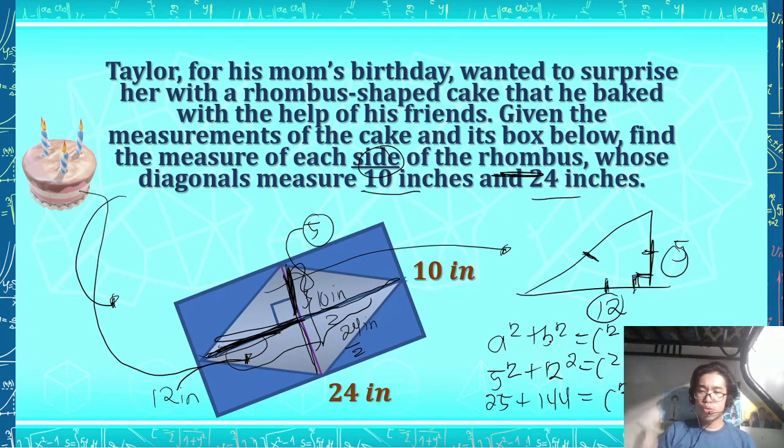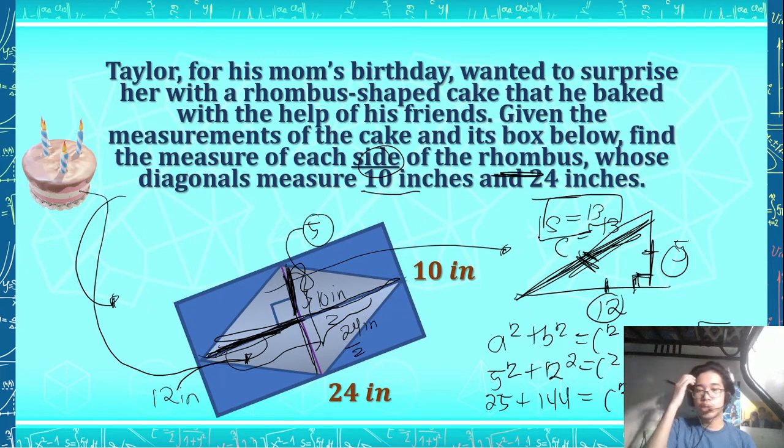And what's 144 plus 25? That's 169, equal to c squared. So we just have to take the square root of both sides. Therefore c is equal to 13. And this c here is the side measurement of the rhombus, equal to 13. That's the hypotenuse, and it's also the side measurement of the rhombus.